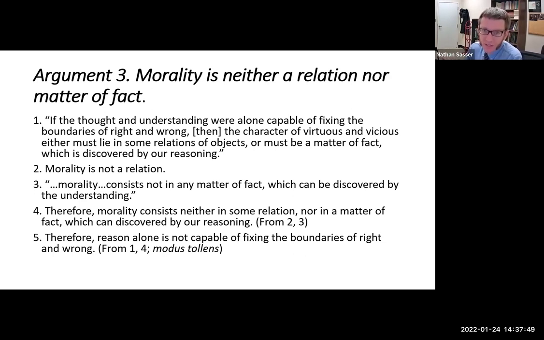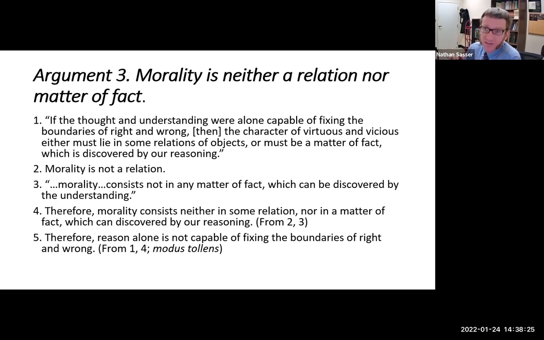He says, "If the thought and understanding were alone capable of fixing the boundaries of right and wrong, then the character of virtuous and vicious either must lie in some relation of objects or must be a matter of fact, which is discovered by our reasoning." In other words, he's saying, if reason alone could discover moral distinctions, then moral distinctions have to either be a kind of relation between things or have to be a particular thing, a matter of fact. And he wants to say neither of those is the case.